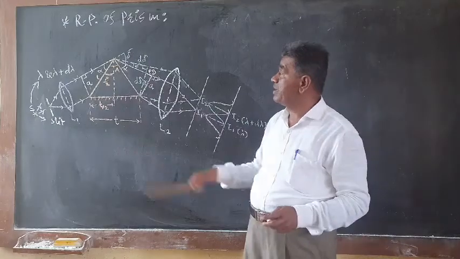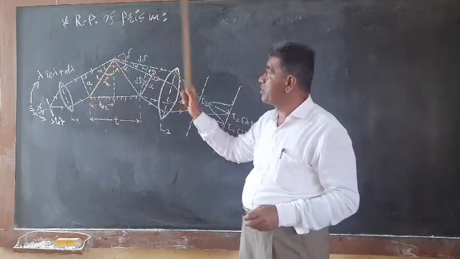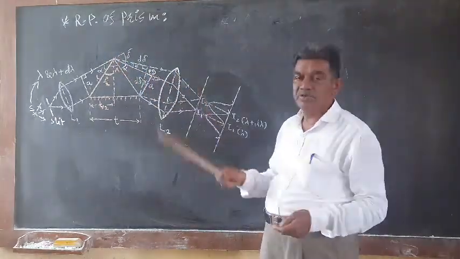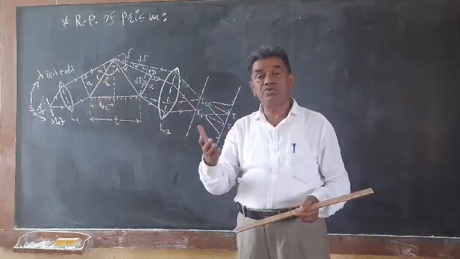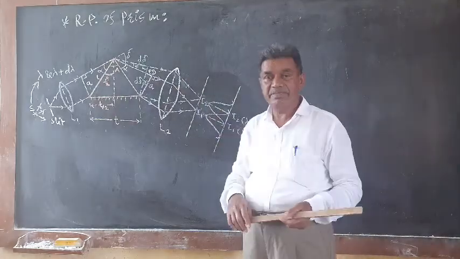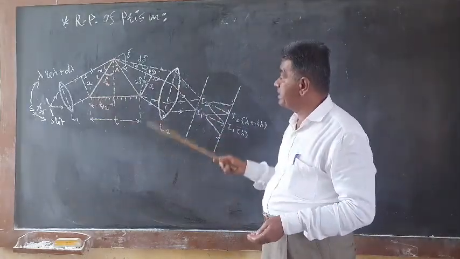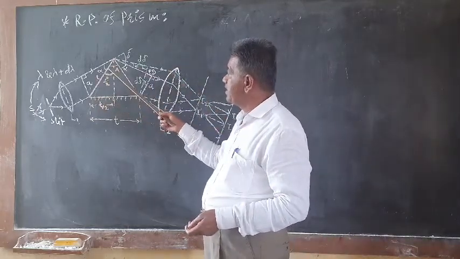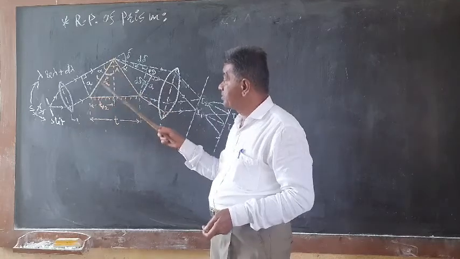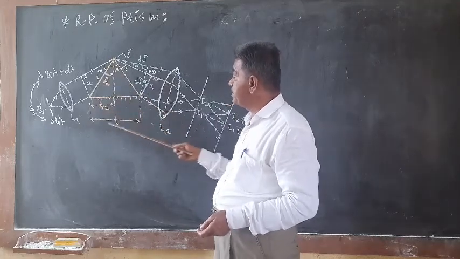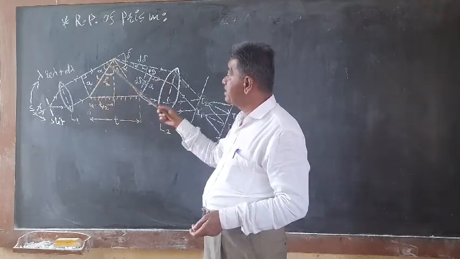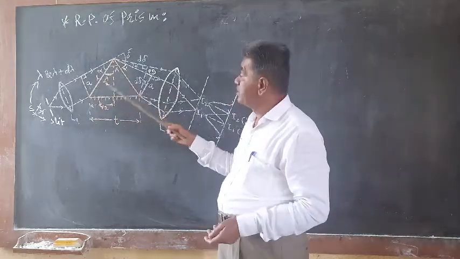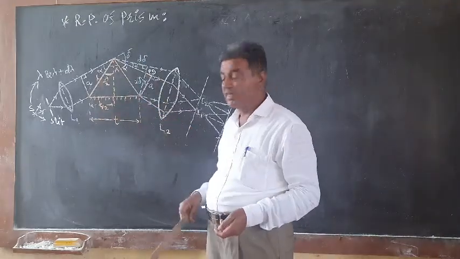Now today we will derive the resolving power of the prism. Resolving power is the ability of an optical instrument to produce separate images of nearby spectral lines. For that, consider this figure. In this figure, this is the prism. A is the angle of the prism. T is the base of the prism, and L is the length of the side of the prism.